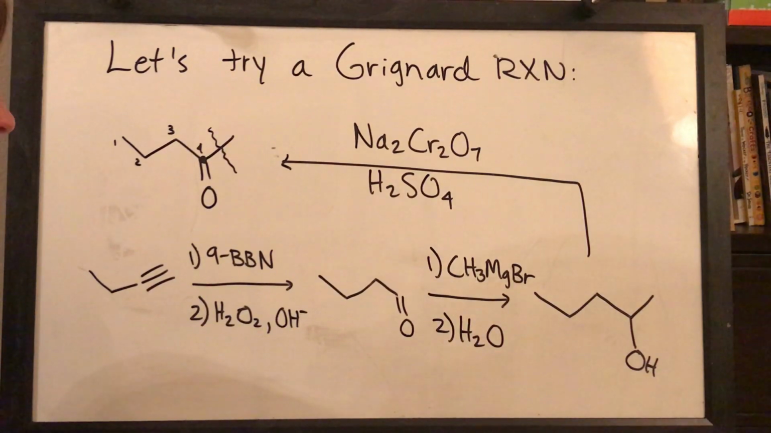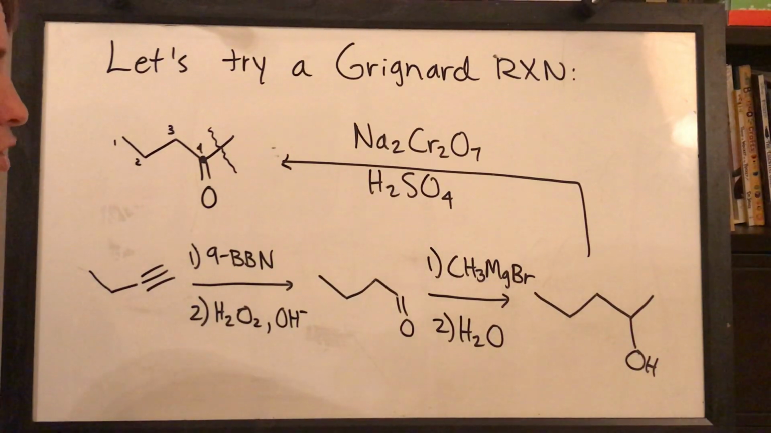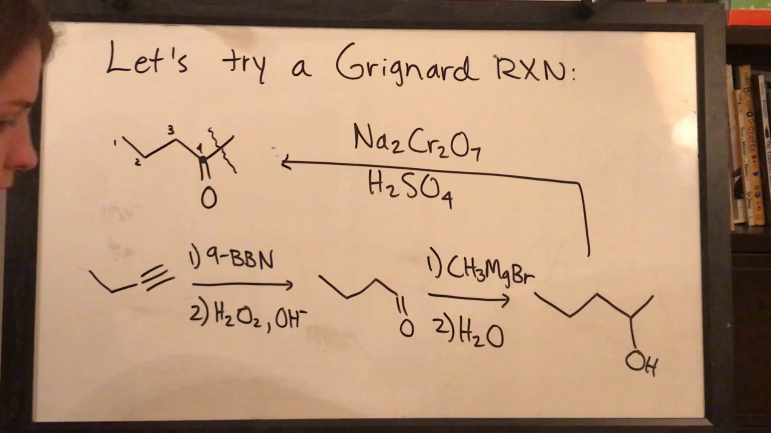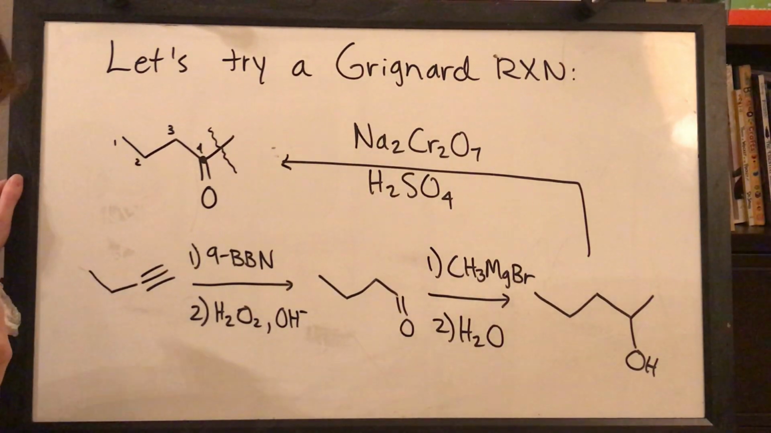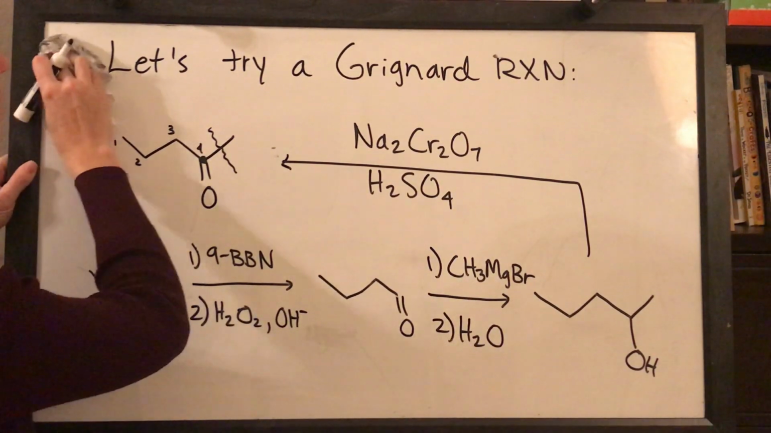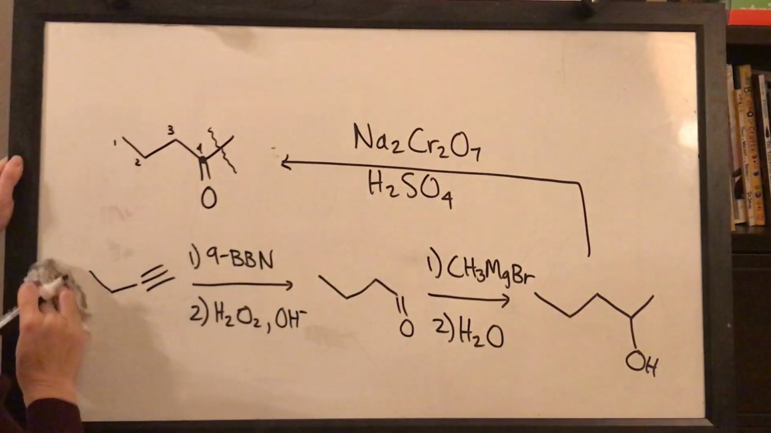Okay, so there's our Grignard reaction. That worked in a case where the alkyne reaction did not work to make the carbon-carbon bond that we needed. Okay, so now let's have you try one on your own. If you go to your worksheet, problem number 3 on the worksheet is an example of where you have to use a Grignard reaction in a synthesis problem.